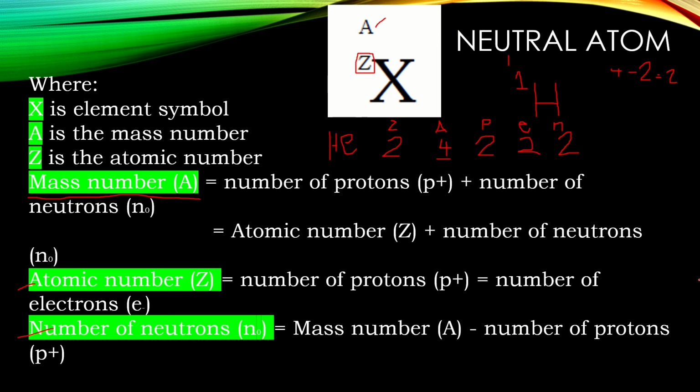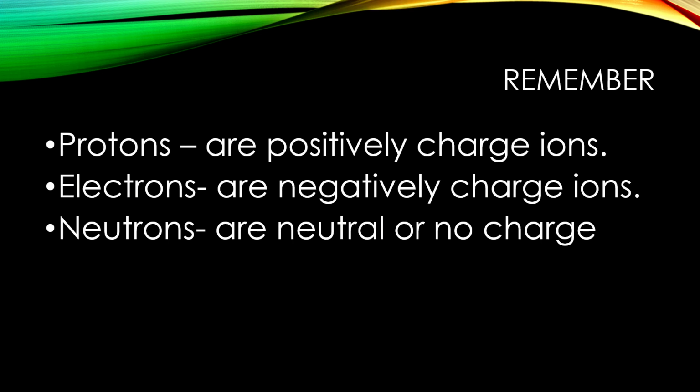Alright? If you find difficulties in understanding this part, please replay this part and listen again on how I discuss and get the number of protons, electrons, and neutrons. Alright, so remember, we have protons, these are positively charged ions. Electrons, these are the negatively charged ions. And the neutrons are neutral, or no charge. So always remember these 3 words.